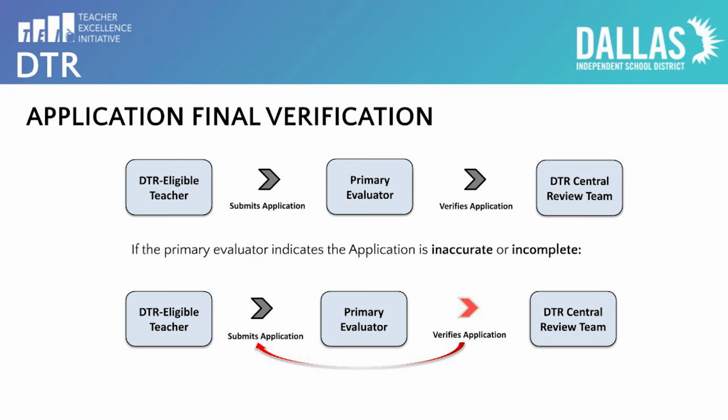However, if the primary evaluator indicates that information included in the application is inaccurate, the application is routed back to the teacher for additional changes. The primary evaluator will consult with the teacher prior to the resubmission and final verification.